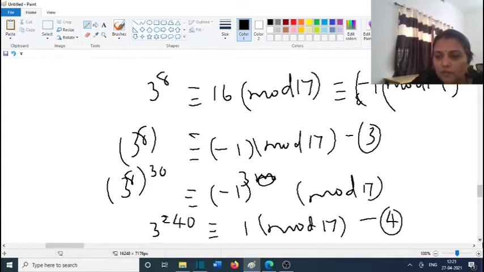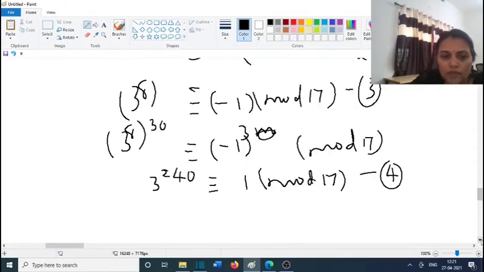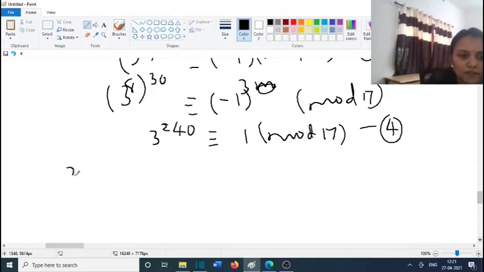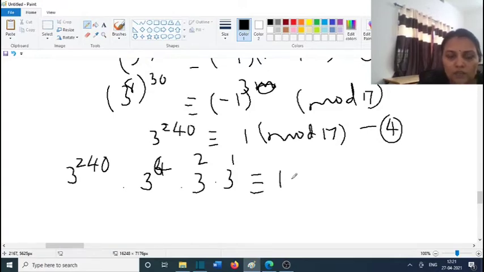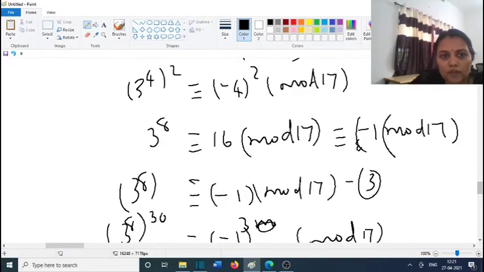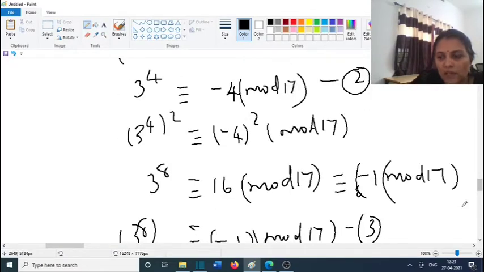Now we have to find 3 raised to 247. 3 raised to 247 is 3 raised to 240 into 3 raised to 7, which is 3 raised to 4 into 3 raised to 2 into 3 raised to 1. This is congruent to 3 raised to 240, which is 1, into 3 raised to 4, which is congruent to 1 times 3 raised to 4, and 3 raised to 4 is minus 4.